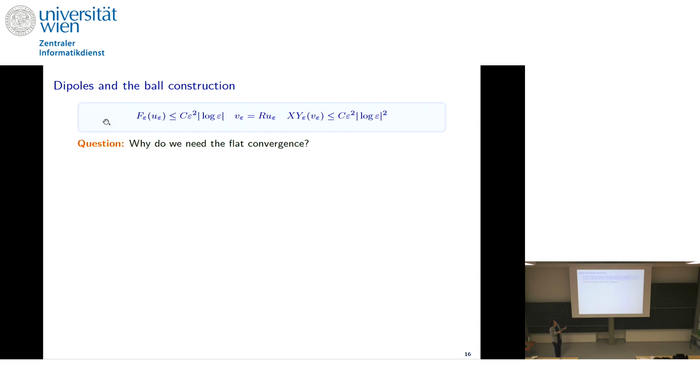So remember, these were the energy bounds that we have. This is a log epsilon, this is a log epsilon squared. So maybe a question that pops up is, why at all do I need the flat convergence? Why can't I, let's assume for a moment that this was bounded by log epsilon.